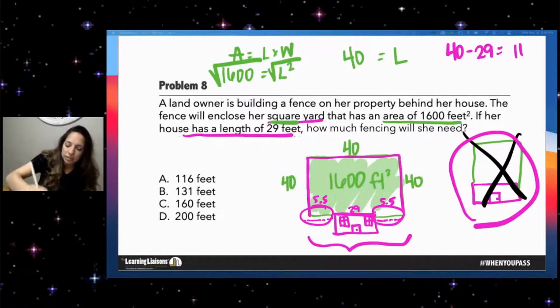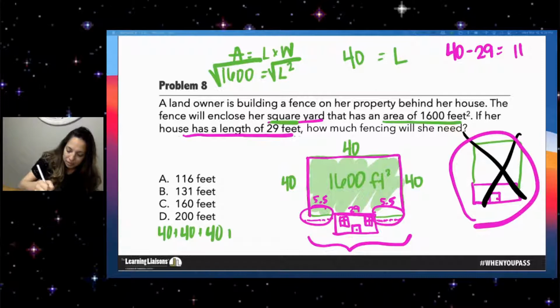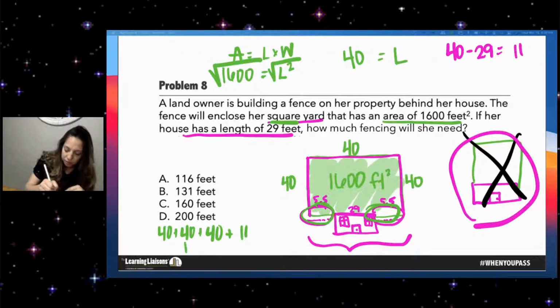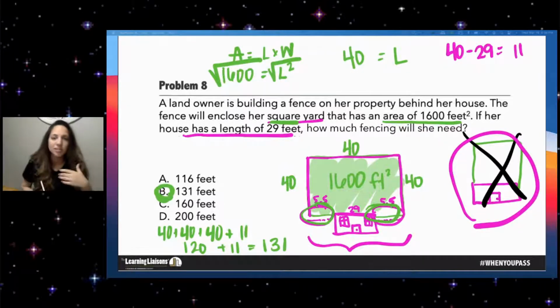So how much fencing do I need? I need 40 plus 40 plus 40 plus 11, because this is the missing piece of that missing side. So 40 plus 40 plus 40 is 120, and 120 plus 11 is 131. So our answer is B. All right.